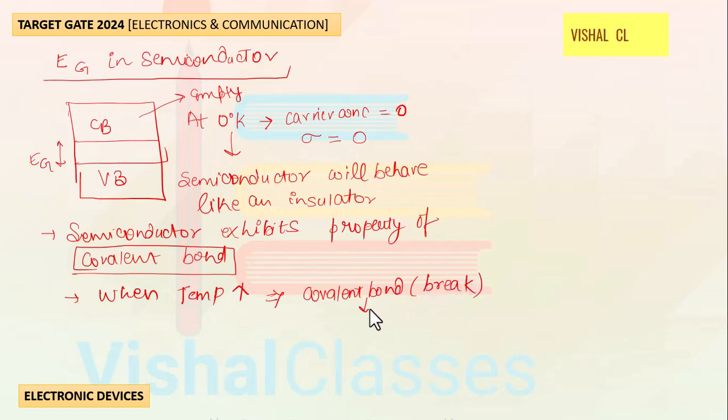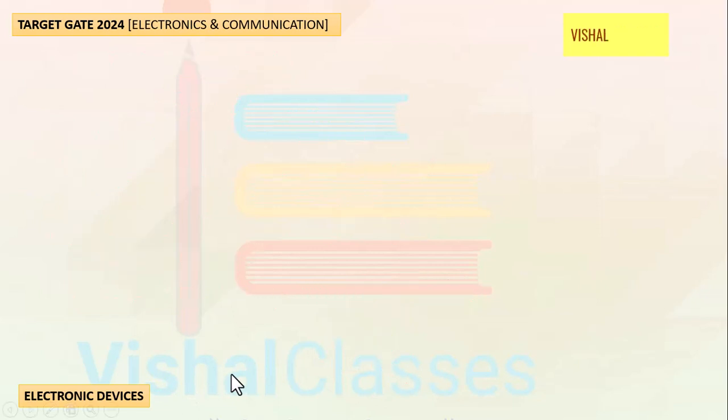This will result in electron hole pair, EHP. This will increase the conductivity of the semiconductor. More electrons will conduct in a crystal.